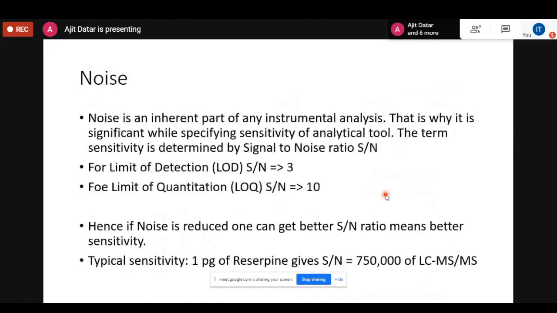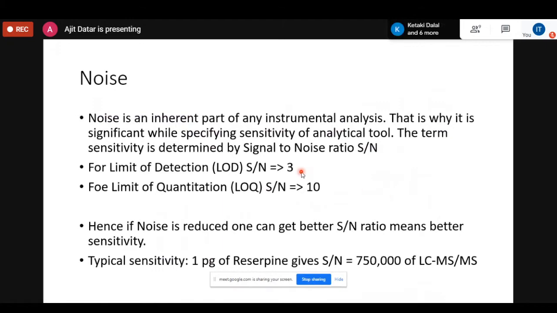Then there is one more factor, which is called noise. It is an inherent part of any analytical instrument. It is always there. You cannot avoid it. That is why it is significant while specifying the sensitivity of an analytical tool. We always talk about sensitivity in terms of signal to noise ratio.